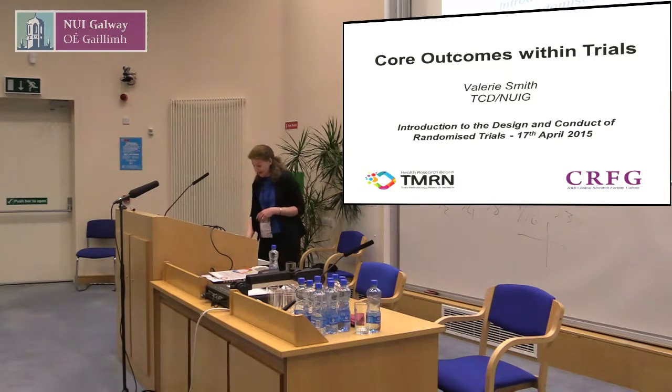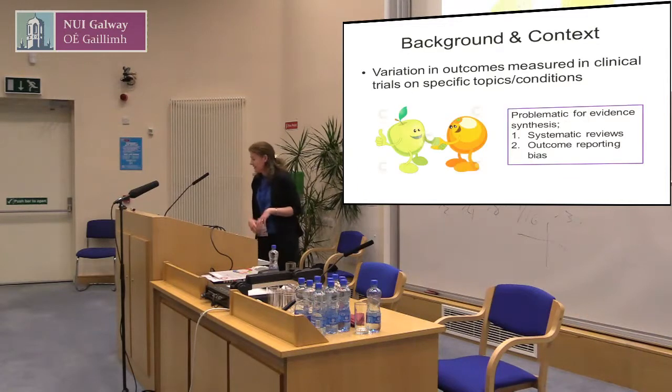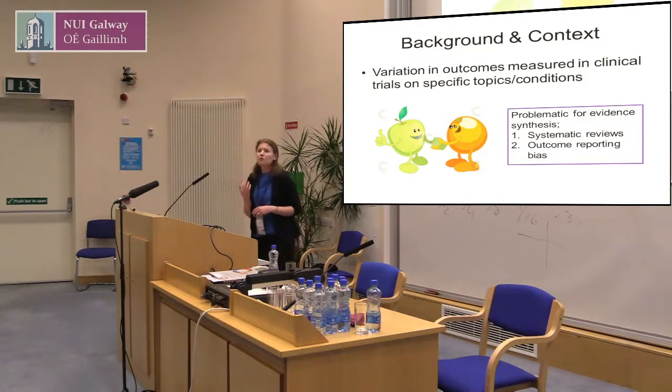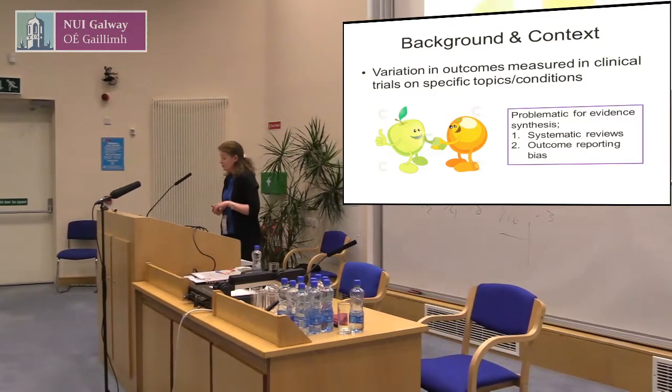So that probably feeds well into the next slide, in terms of the problem we have at the moment when people are not considering core outcome sets for trials. So really the issue is about variation in the outcomes that are being measured in trials on specific conditions. And this is the issue. The problem becomes even more emphasised when we talk about systematic reviewing and evidence synthesis, and also in reducing outcome reporting bias.